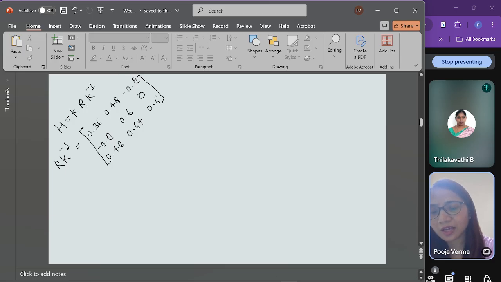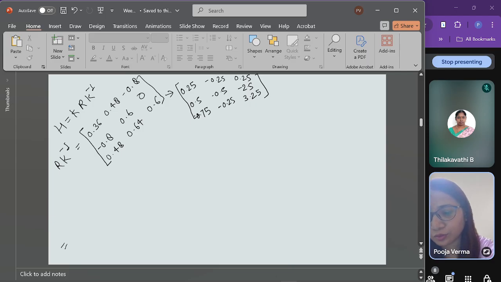And K inverse we have calculated. There is little space, so I'm just writing the K inverse values here directly in decimal form: 0.25, minus 0.25, 0.25, 0.5, 0.5, minus 2.5, 0.75, minus 0.25, and 3.25.